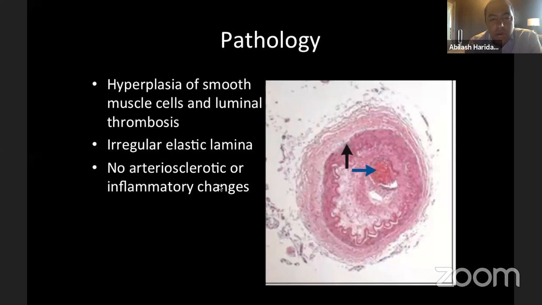Now, what happens in moya moya? It's where there's a hyperplasia of the smooth muscle that occurs here. And this impedes the blood flow, causing the stroke to happen.